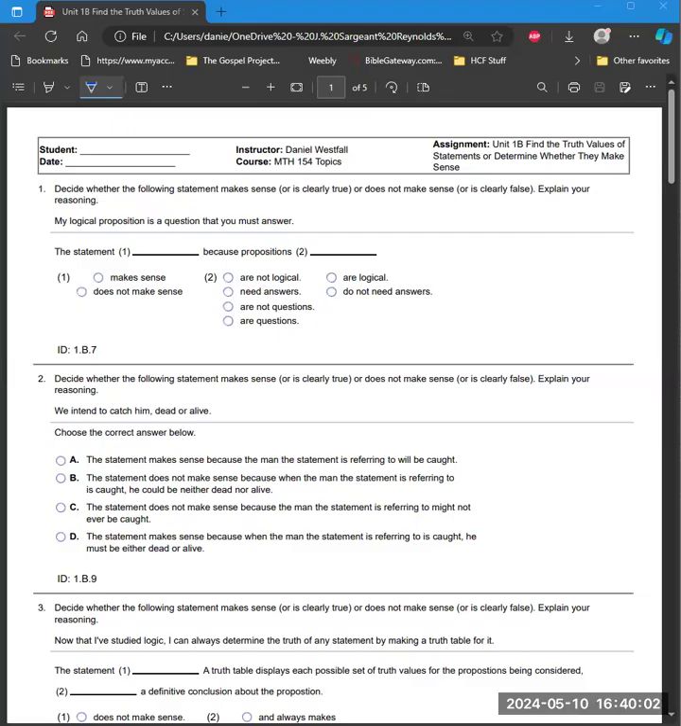In this video, we're going to find the truth values of statements or determine whether they make sense from Unit 1B. Decide whether the following makes sense. The following statement makes sense or is clearly true, or does not make sense or is clearly false, and explain your reasoning. My logical proposition is a question that you must answer. That does not make sense because propositions are not questions.